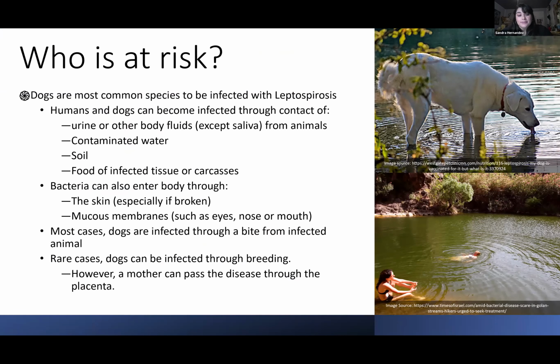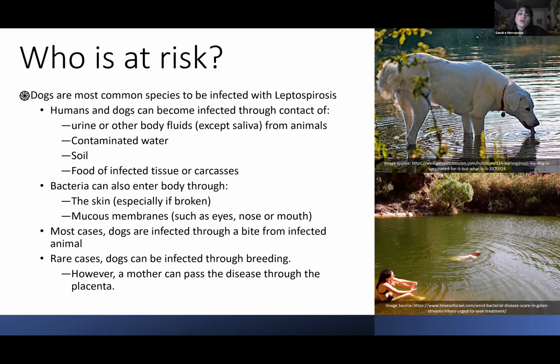And who is at risk? Dogs are the most common species to be infected with leptospirosis. Humans and dogs can become infected through contact with urine or body fluids, except for saliva, from animals, or they can come in contact with water that's contaminated. For example, if a person or dog drinks water from a lake or a river. Soil as well, or contaminated food, such as infected tissues or carcasses that have been infected with urine.